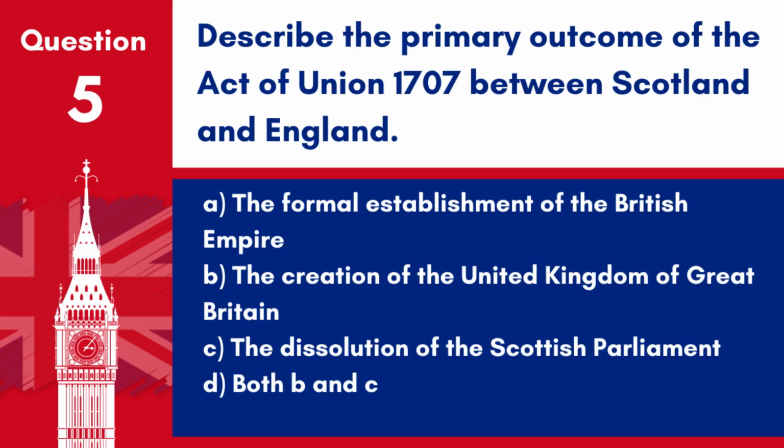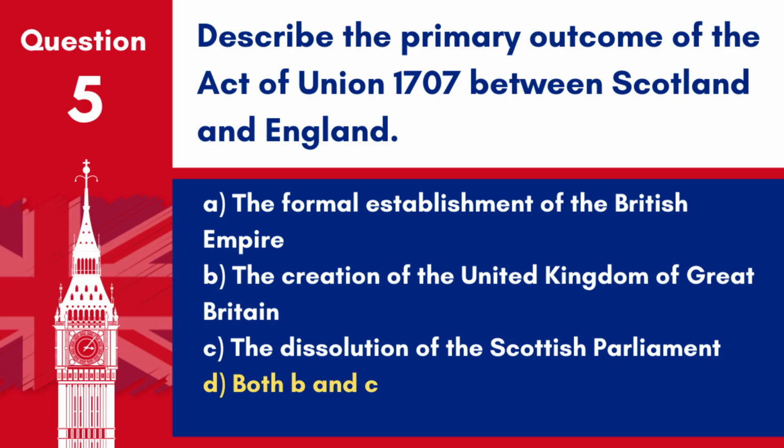Question 5. Describe the primary outcome of the Act of Union 1707 between Scotland and England. A. The formal establishment of the British Empire. B. The creation of the United Kingdom of Great Britain. C. The dissolution of the Scottish Parliament. D. Both B and C.